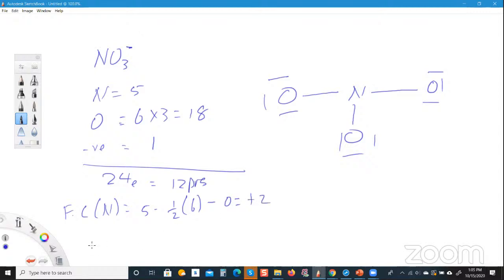Now for each oxygen, 6 minus half of 2, which is 1, minus 6 unbonded electrons, which gives us -1. Okay, all right. So the nitrogen has +2, and each oxygen has -1. So what next?